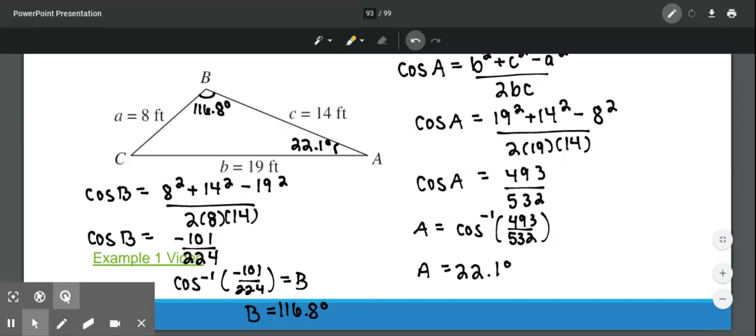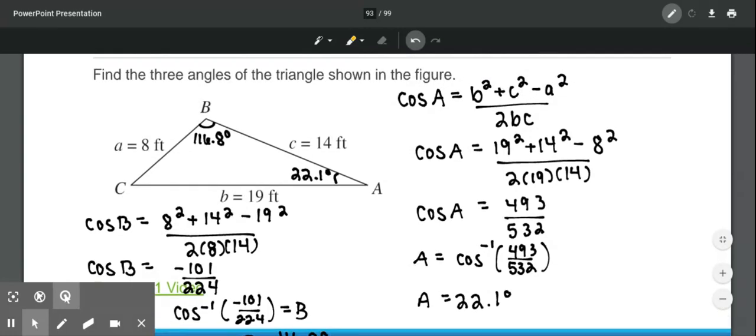And then instead of doing the law of cosines for the third time to find angle C, I'll probably just do 180, which is all three angles, minus 116.8 minus 22.1. And so I get that angle C is 41.1 degrees.